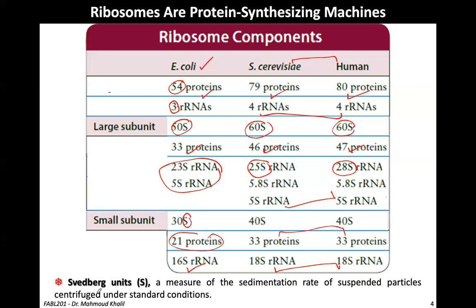S stands for the Svedberg unit. S represents a measure of the sedimentation rate of suspended RNA when it's centrifuged under standard conditions. So it's a unit for the sedimentation rate of the ribosomal RNA, or even the whole ribosome complex. In E. coli, the large subunit is 50S and the small subunit is called 30S, and the same applies for the eukaryotes.